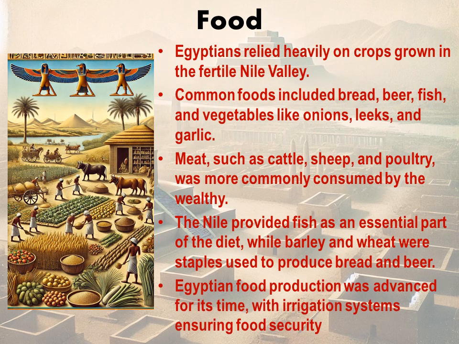Egyptian food production was advanced for its time, with irrigation systems ensuring food security. Irrigation systems meant that water from the river Nile was brought to the fields with the help of properly dug water channels. So this was a highly advanced system in Egyptian society. Hence the Egyptian food production method was far more advanced than other contemporary methods of the time.